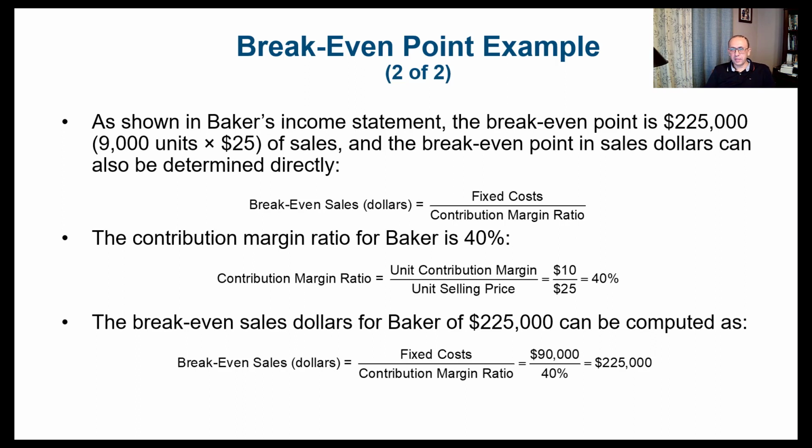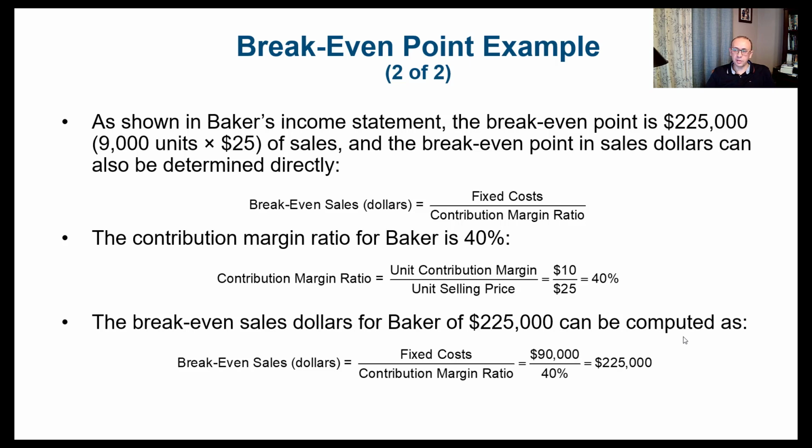So, if we look again at Baker's income statement, the break-even point is $225,000 in sales, which is calculated based on 9,000 units multiplied by $25. The break-even point in sales dollars can also be determined directly using a very similar model. We get the fixed cost divided by the contribution margin ratio. So we get the unit contribution margin divided by the unit selling price, and that gives us the ratio. So 10 divided by 25, that's 40%. And then to get the break-even sales in dollars, we get the fixed cost divided by the ratio. So it's 90,000 divided by 40%, and that's $225,000.